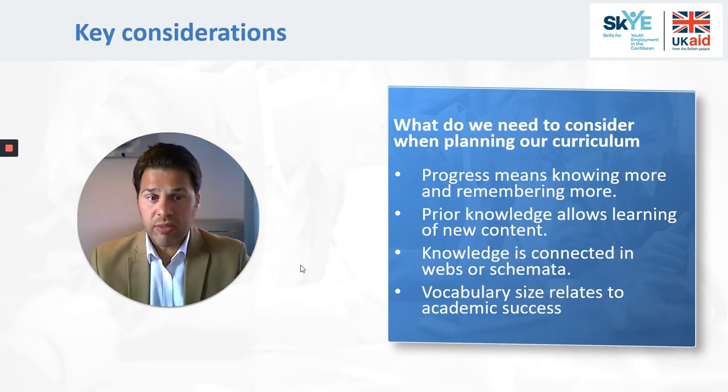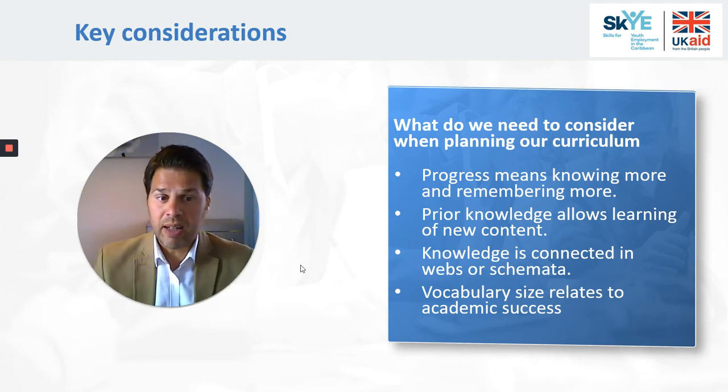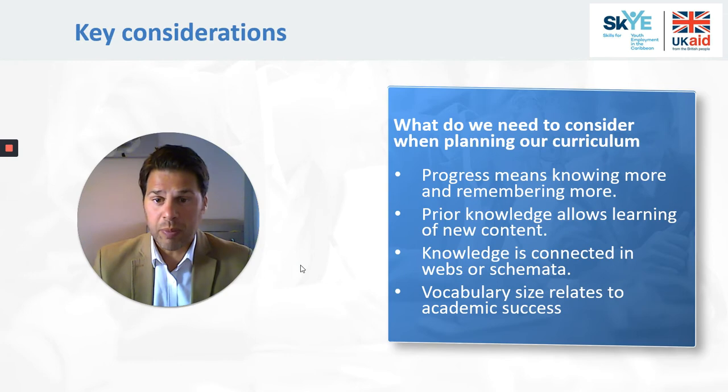One of the other key considerations in our planning is we know that knowledge is connected to developing webs or schemas or schemata. So when we're thinking about developing our curriculum plan, we need to think carefully about mapping things together to create webs of learning or schemata which will allow students to link things together. So these are some of the key considerations.